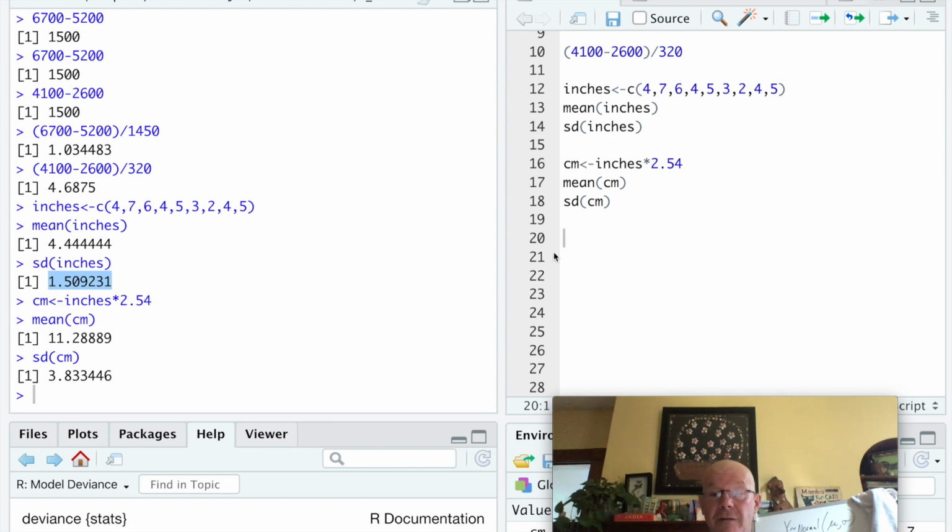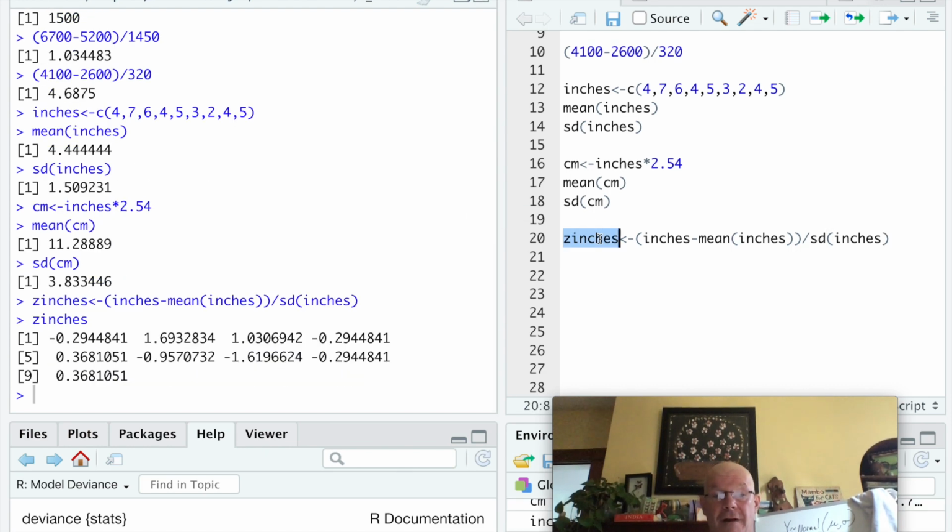And so we could go ahead and transform that. I'm going to z-transform it, so I'm going to call it zinches, not zinchines, zinches. So this is z inches. And there's the longhand way that we could do that. We could take all of our measures of inches and subtract the mean of inches, and divide that by the standard deviation of inches.